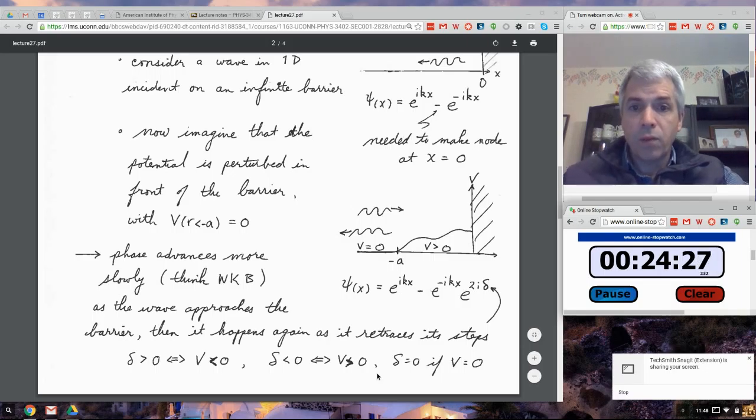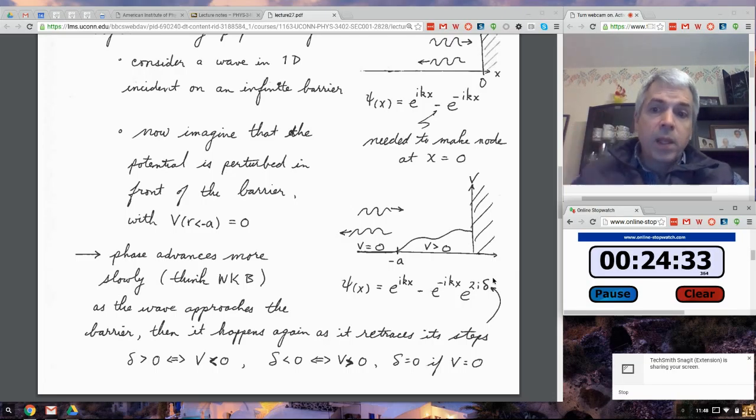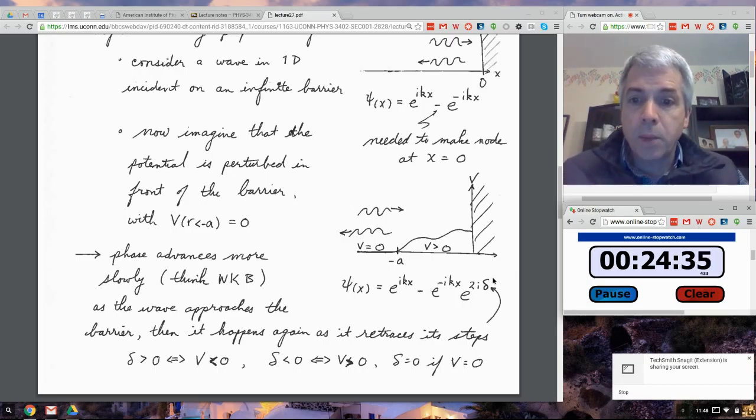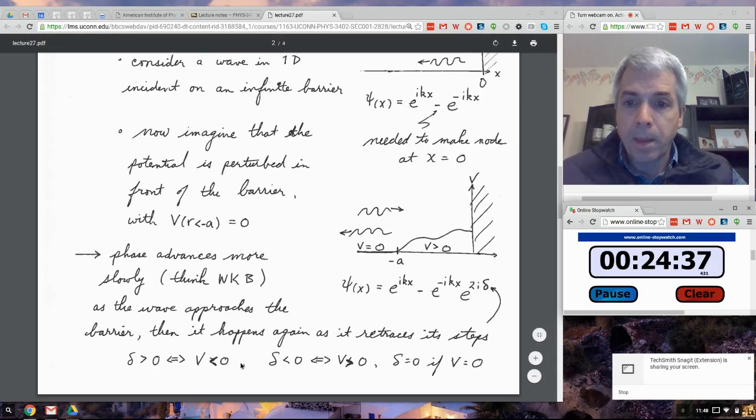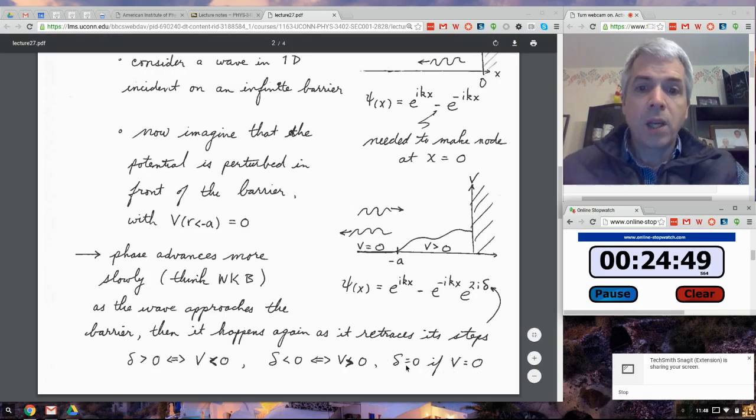So there's a kind of physical intuition that comes about by looking at this number, the phase shift. If the phase shift is positive, we say the potential is attractive, V negative. If the phase shift is negative, then we say the potential is repulsive, V positive. And of course, in the case where V is 0, no phase shift.